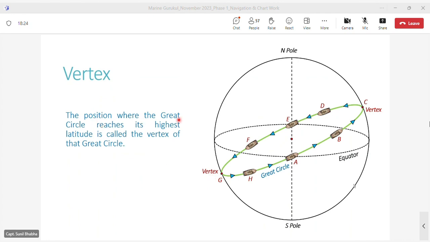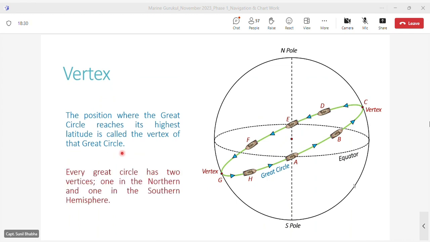So the position where the great circle track reaches its highest latitude is called the vertex of that great circle. Every great circle will have two vertices, one in the northern hemisphere and one in the southern hemisphere. When we are doing our great circle calculations, we are interested in the vertex which is closer to our departure and destination positions.